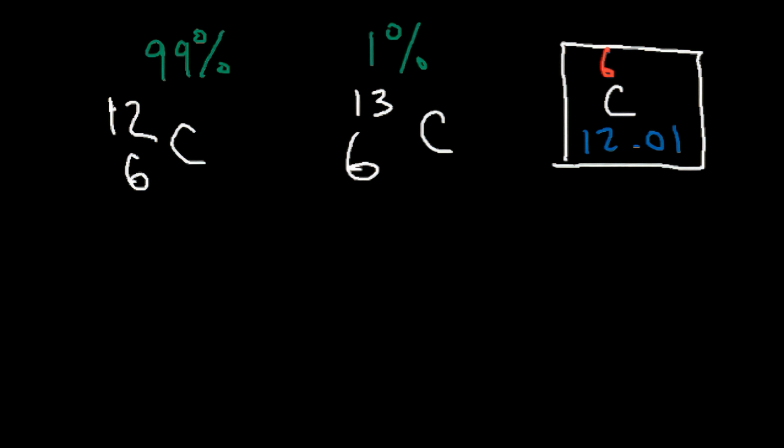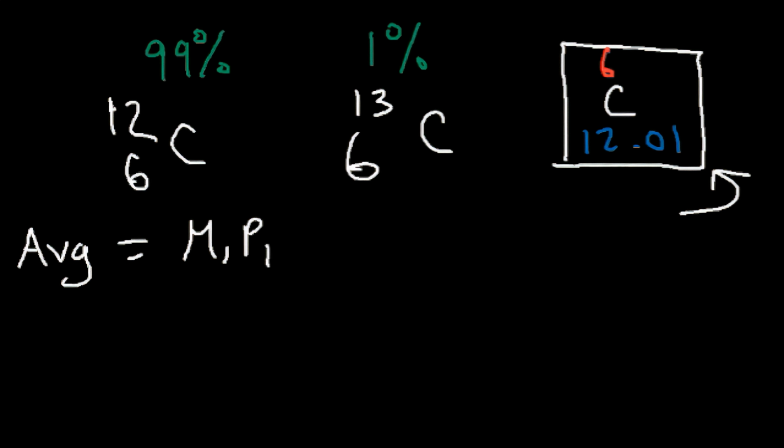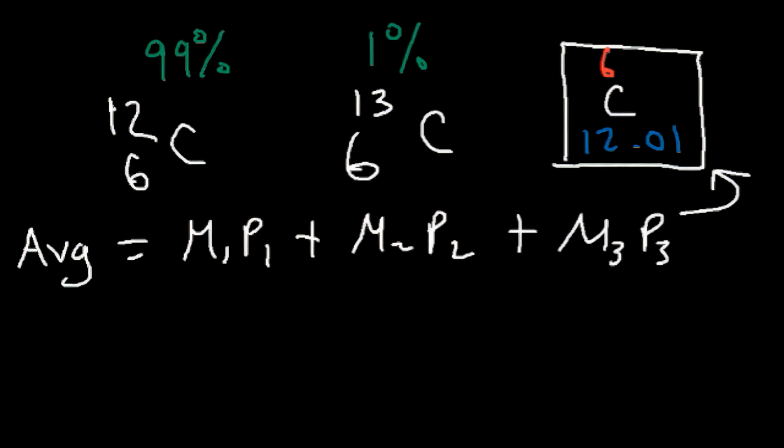You can calculate the average atomic mass by using a weighted average. The average atomic mass is equal to the mass of the isotope times its relative percent abundance, plus the mass of the other isotope times its percentage. Now, if you have a third isotope, it's going to be plus M3P3. And if there's more, this can keep going on forever. But we can calculate the average based on those two isotopes.